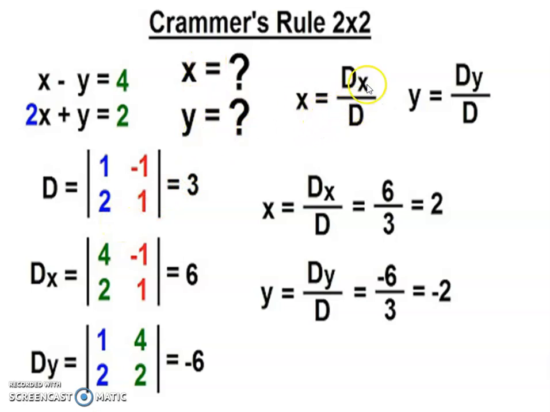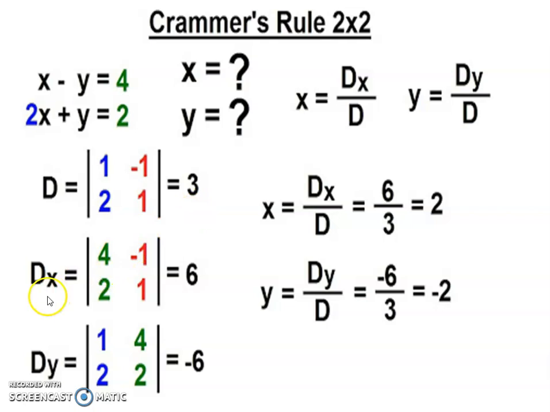We have the formula x equal to dx upon d, y equal to dy upon d. So d is equal to, instead we put 1 and 2, minus 1 and 1. Simplify directly: 1 into 1 is 1, 2 into minus 1 is minus 2, but minus minus is plus, so we derive the final answer 3.